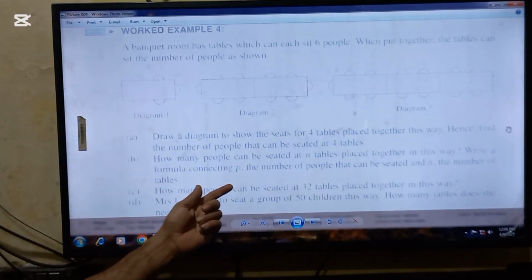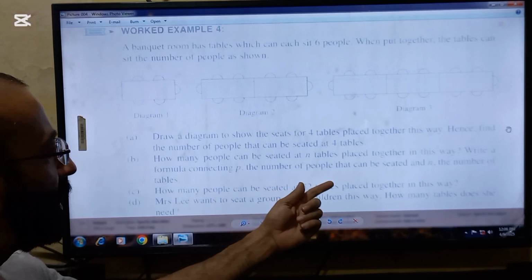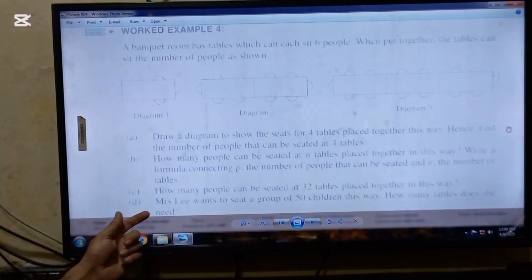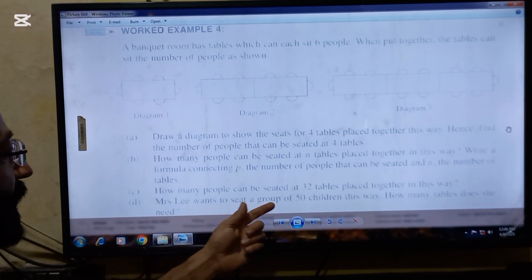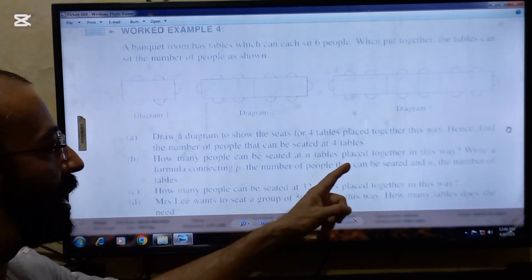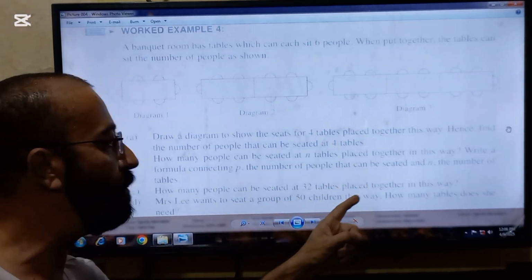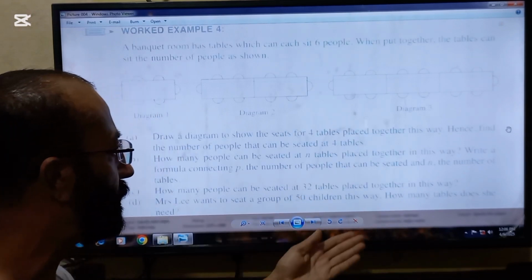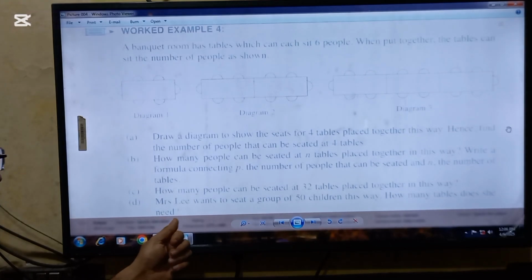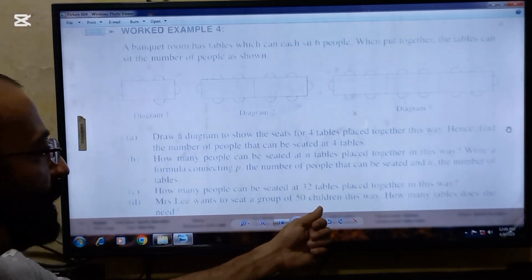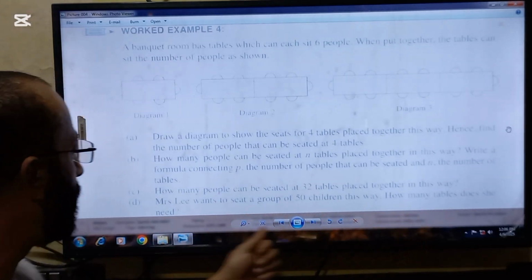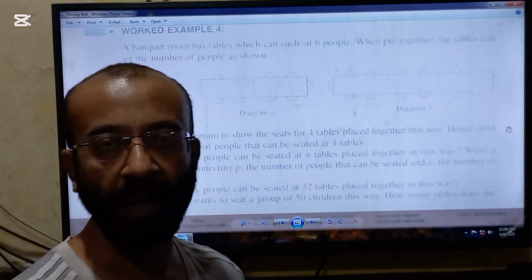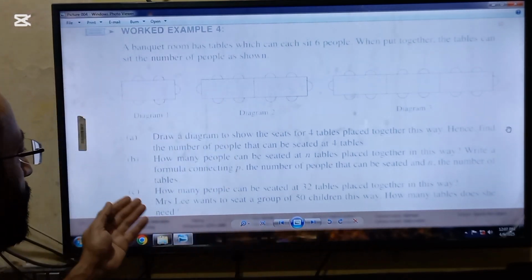Write the formula connecting P, the number of people that can be seated, and n, the number of tables. C part requirement is, how many people can be seated at 32 tables. So after finding the nth term, you will be able to find the people sitting at any number of tables. Last part is, Mrs. Lee wants to seat a group of 50 children this way. How many tables does she need? So definitely the nth term is required first in solving C and D parts.